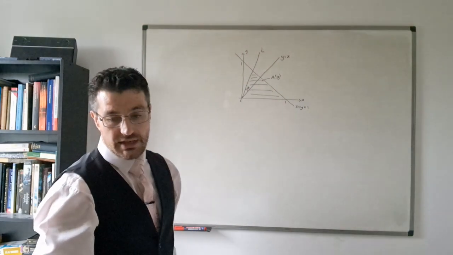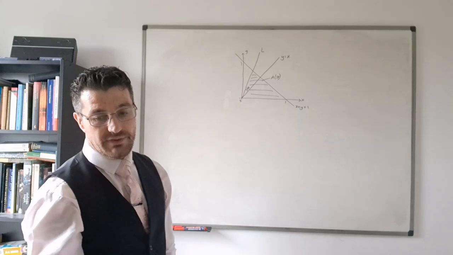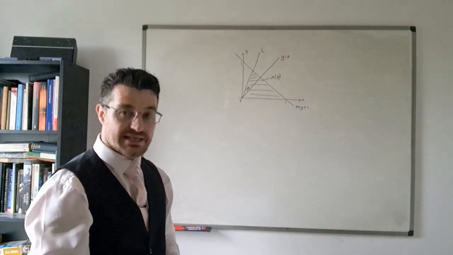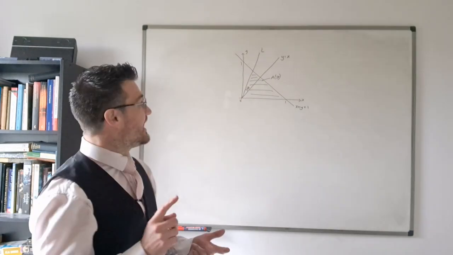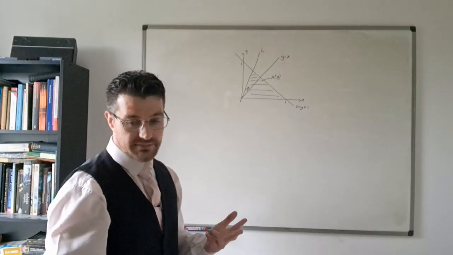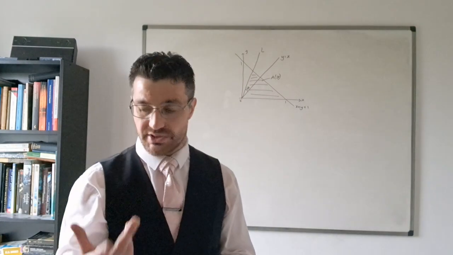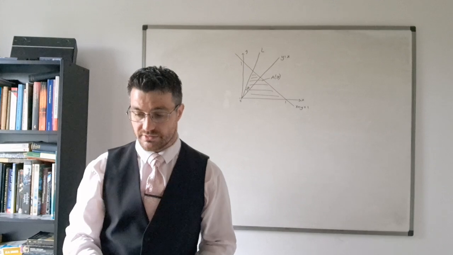Okay. Also be aware of how the area A theta is defined. It's the area bounded by the x-axis, the line x plus y equals 1, and the line L. Okay. Just make sure you're clear on this stuff. Otherwise, it's potentially going to make things a little bit more difficult for you further down the line.